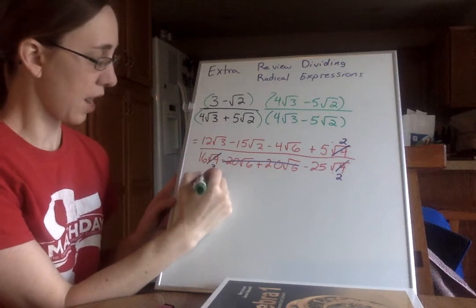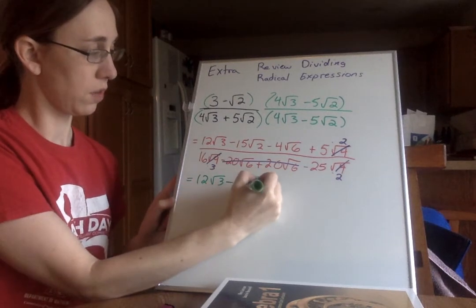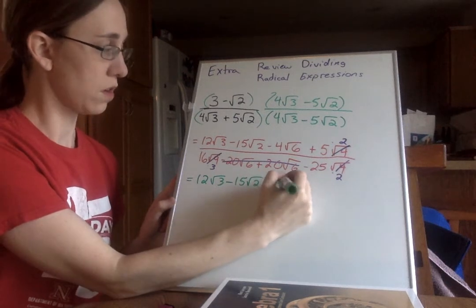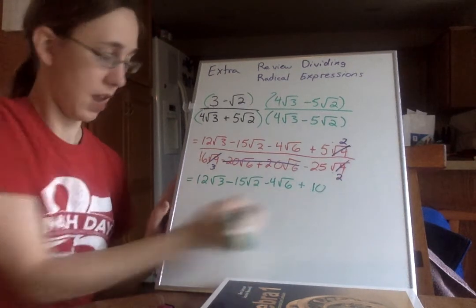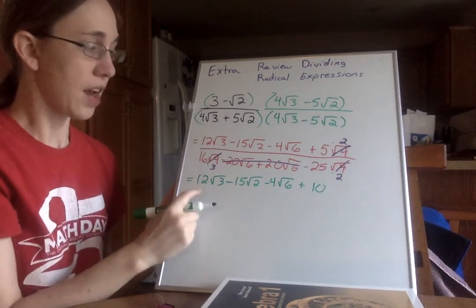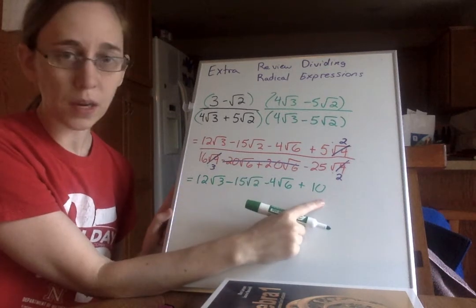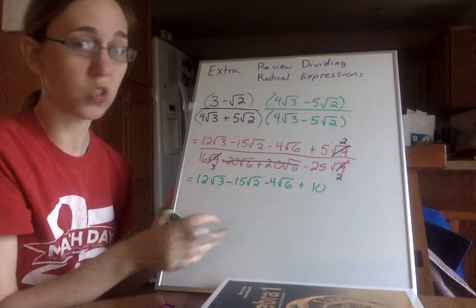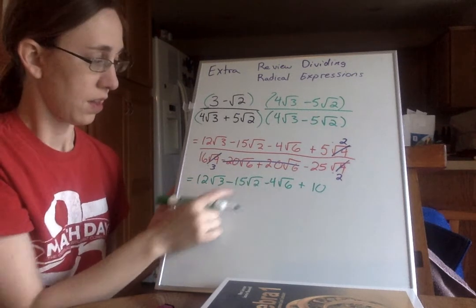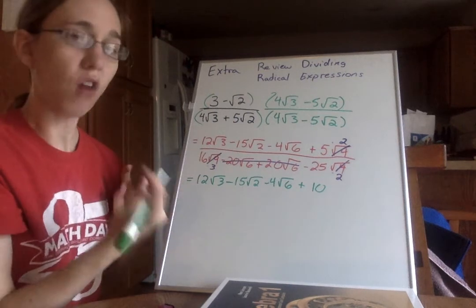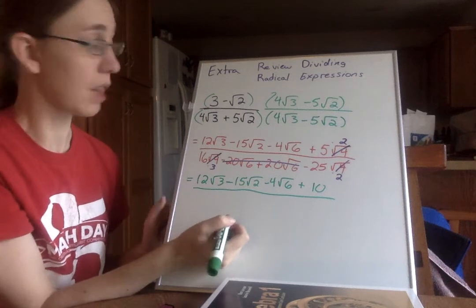Okay, so where are we at now? Well, we have 12 square root 3 minus 15 square root 2 minus 4 square root 6 plus 5 times 2 is 10. So we can put that there. Now, just looking at these numbers, the 12, the 15, the 4, and the 10, I know my answer is not going to simplify because those 4 numbers don't have anything in common. These 3 are all even. These 2 have a 5, but all 4 don't. So that tells me I'm not going to be able to simplify no matter what I get on the bottom.